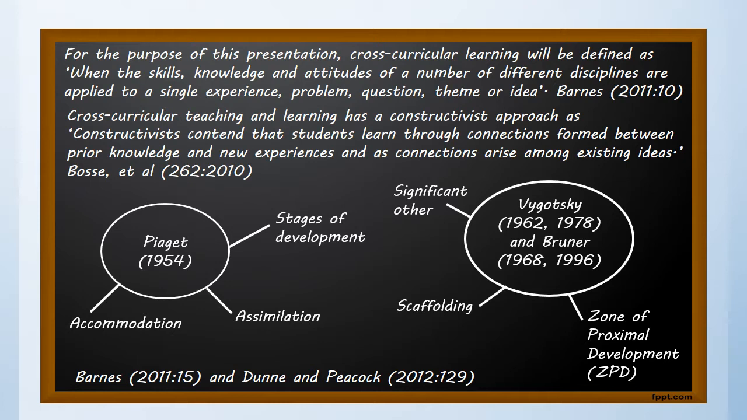Vygotsky and Bruner believe that children learn best through social interaction and the support and guidance of a significant other scaffolding their learning. These social experiences allow the child to make sense of the world through linking their previously gained knowledge with the new ideas of their peers or an adult in their zone of proximal development.